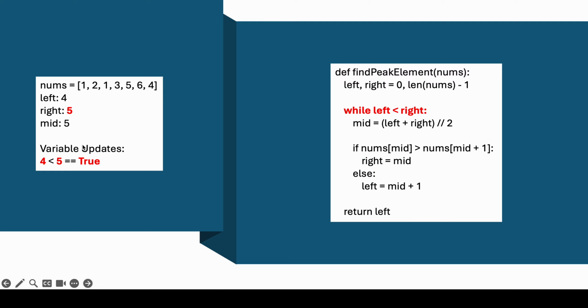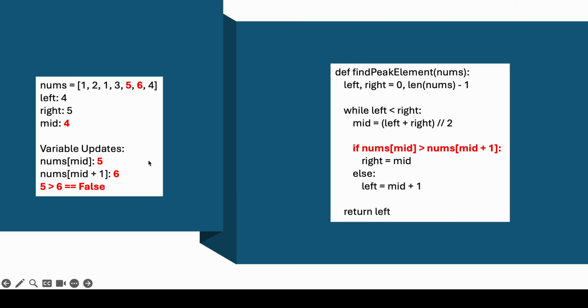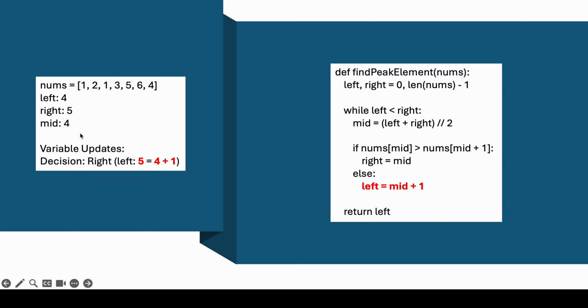Now we're asking, is 4 less than 5? Meaning the left index versus the right index. That's true, so we'll continue. Now we're calculating mid again: 4 plus 5 gives us 9, divided by 2 gives us 4. At index 4 we get the value of 5 for the num array. Now we ask, is 5 greater than 6? That's going to be false again, because 5 is not greater than 6. We move the left index by doing mid, 4, plus 1, which will give us 5.